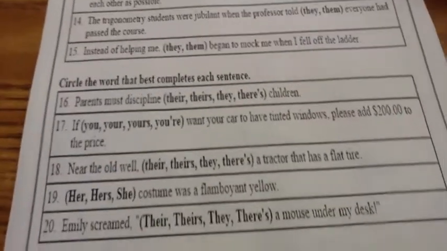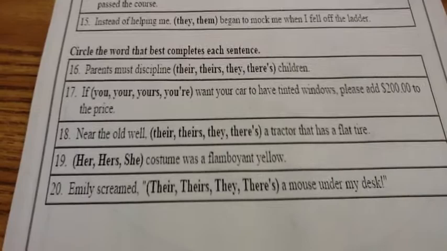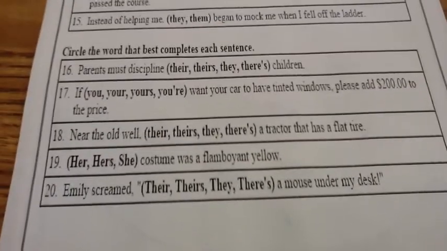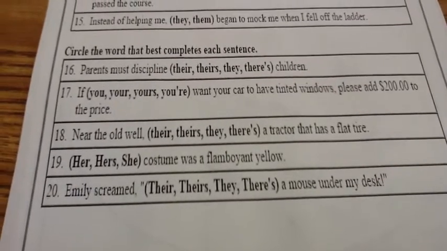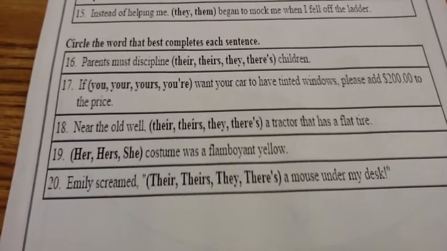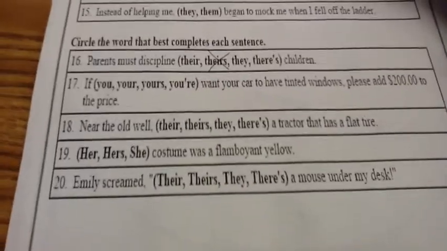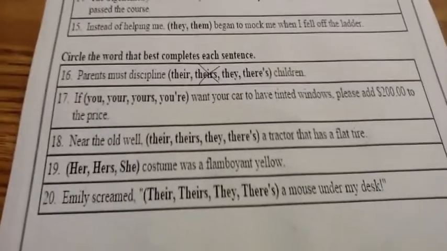Next one. We're going to circle the word that best completes each sentence. This time we're working with their, theirs, they, and theirs. Here we go. Parents must discipline their children. Parents must discipline theirs children. You know what? This isn't even a word. Anytime I see this as an option, I'm immediately going to get rid of it because it's not a real word in the English language.